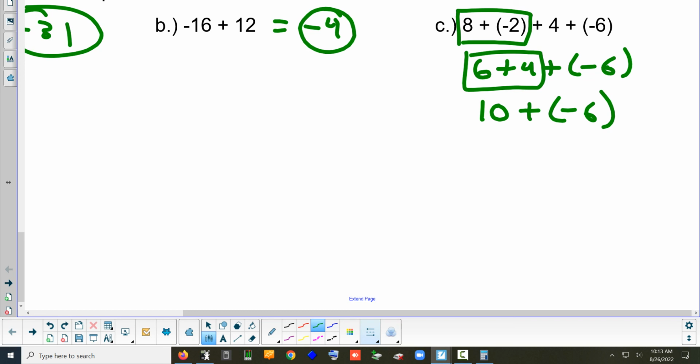Yeah, Lexi? Yeah, you're going to have a positive amount, because there's more positive than there is negative. But this -6 is going to bring it down. It's not going to be quite as positive. It's going to bring it down to 4. And that's your final answer. Okay, any questions on that? All right, that's basically the first half.